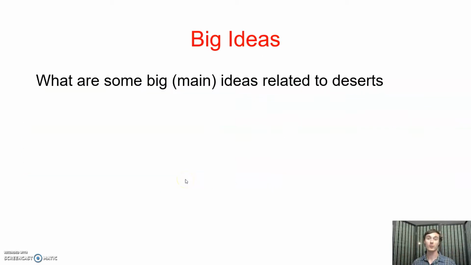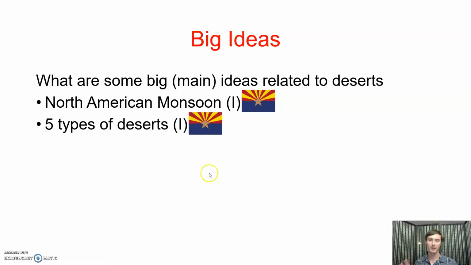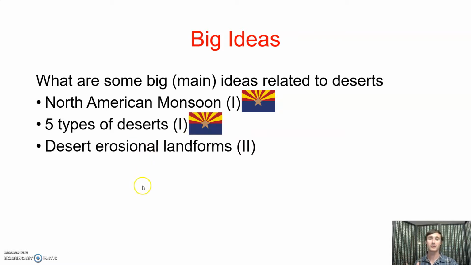All right, let's do this one last time. We have our big ideas as it relates to deserts. We have our North American monsoon, the patterns there, and the overall ideas. Keep in mind that topic is very complicated, so knowing and understanding every single part of it could be very difficult, but the big picture I want you to understand. We have those 5 types of deserts and how they form. We have our erosional landforms and we have our depositional landforms.